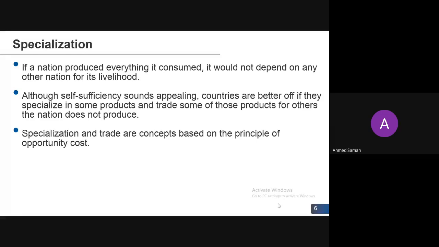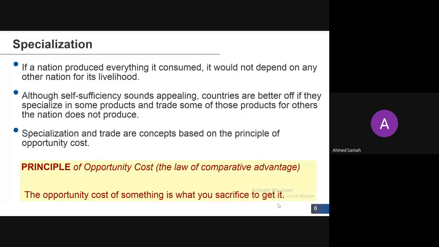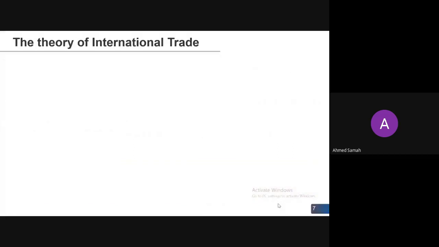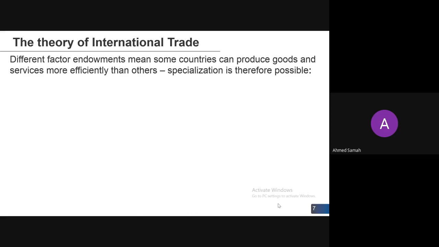So specialization and trade are concepts based on the principle of opportunity cost. This specialization actually depends on the country's opportunity cost. The principle of opportunity cost or the law of comparative advantage, you might remember, says that the opportunity cost of something is what you sacrifice to get it. We learned this in the previous lectures. So depending on the opportunity cost, a particular country will specialize in a particular good. Different factor endowments mean some countries can produce goods and services more efficiently than others. So specialization is therefore possible, as with the same factors of production we can specialize in producing goods and services more efficiently than others.